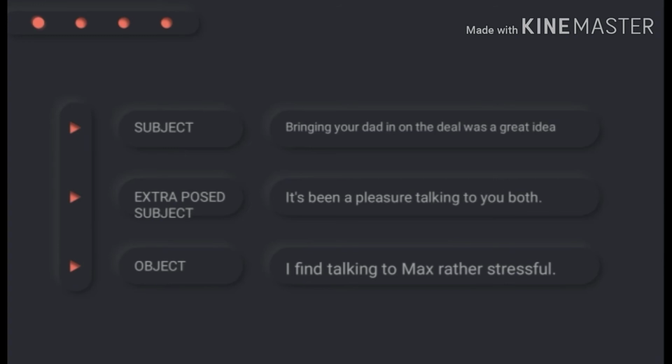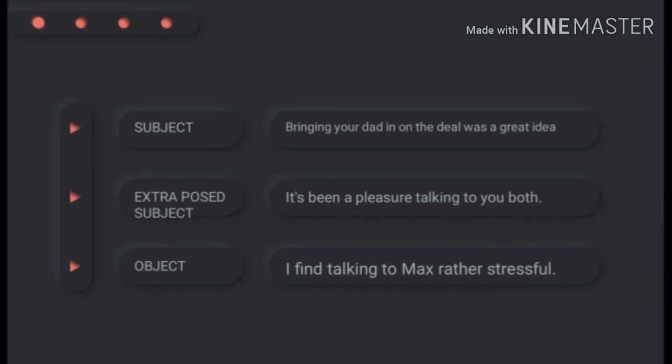So, the first function is subject. A gerund can be the subject at the beginning of a sentence. For example, bringing your dad in on the deal was a great idea. The word bringing at the beginning is a gerund participle as subject. And then the second is extraposed subject. An example is it's been a pleasure talking to you both.